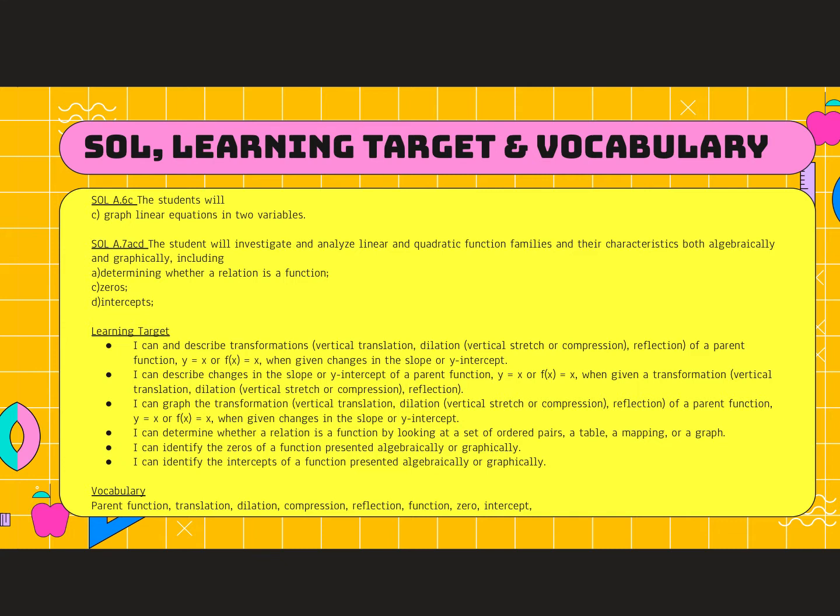I can determine whether a relation is a function by looking at a set of ordered pairs, table, a mapping, or graph. I can identify the zeros of a function presented algebraically or graphically. I can identify the zeros or intercepts of a function represented algebraically or graphically. So for those two with zeros, we're just going to look at it graphically, not algebraically, for this lesson.